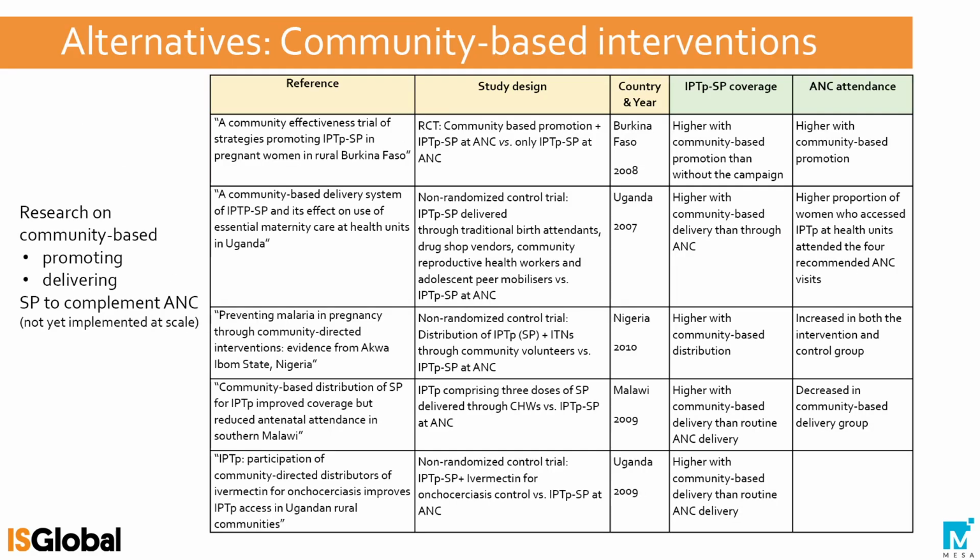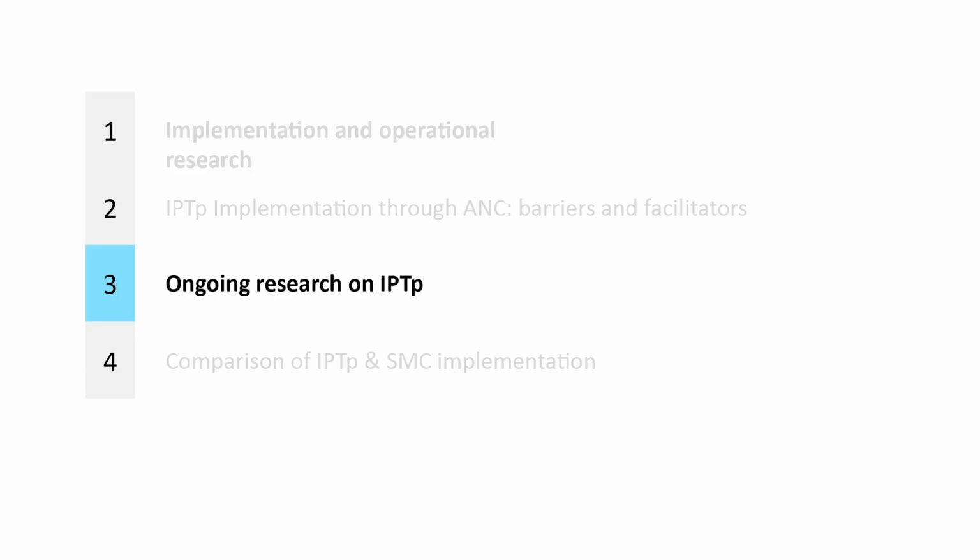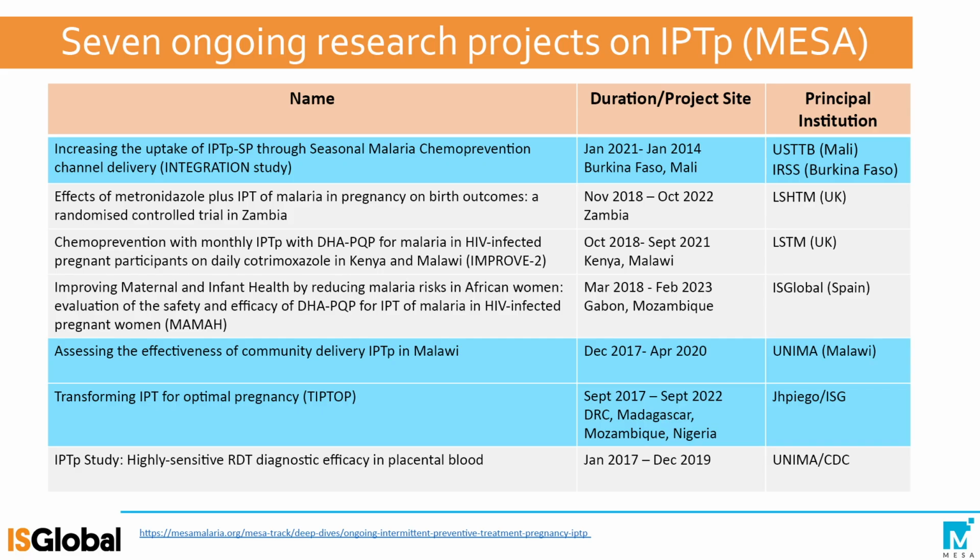So given this situation, in the last years, there have been alternatives coming up in research and community-based interventions to try to find better delivery systems that get a higher coverage. These are published papers, so it's just a summary of what I found. And since in MESA, which at ISGlobal, we gather ongoing research projects on malaria, I wanted to show here that I found that currently, well, a month ago, there were 7 projects going on IPTp, ongoing research right now, and 3 of those, the ones in blue, are specifically focusing on community delivery.